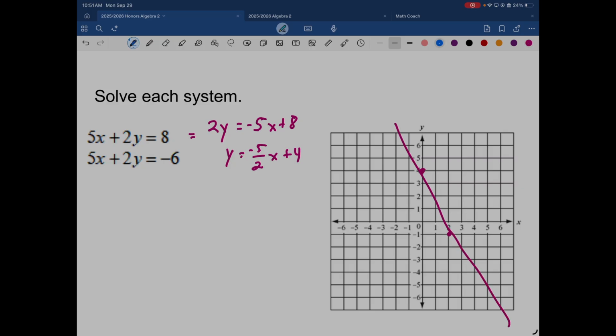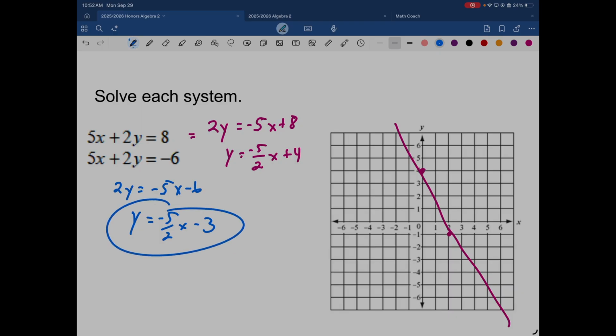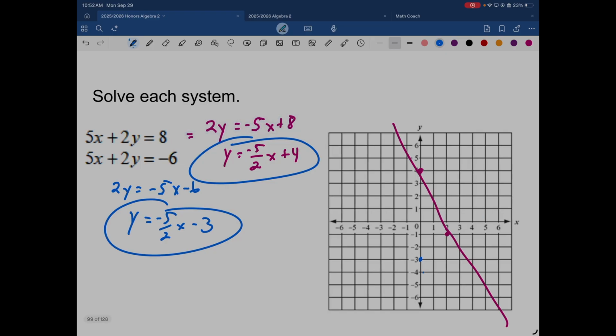The second one, that'd give me 2y equals negative 5x minus 6. So y equals negative 5/2 x minus 3. Did everybody get these pieces okay? Sure. So we've got negative 3. Now the slope, it's negative 5/2. So I don't have enough room, so I can go up 1, 2, 3, 4, 5, and over 2.